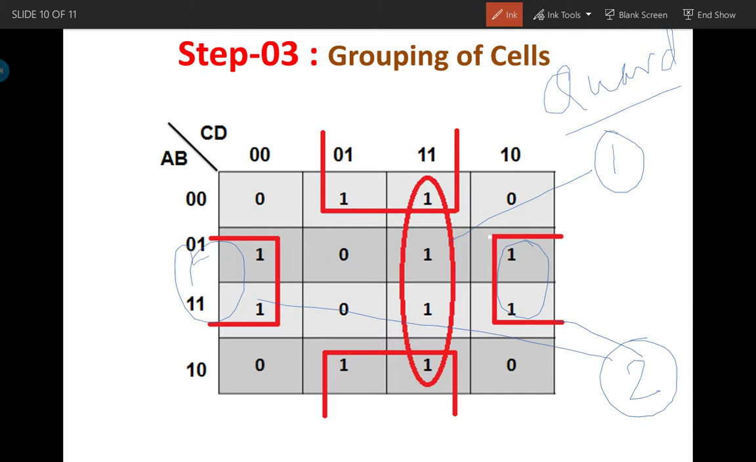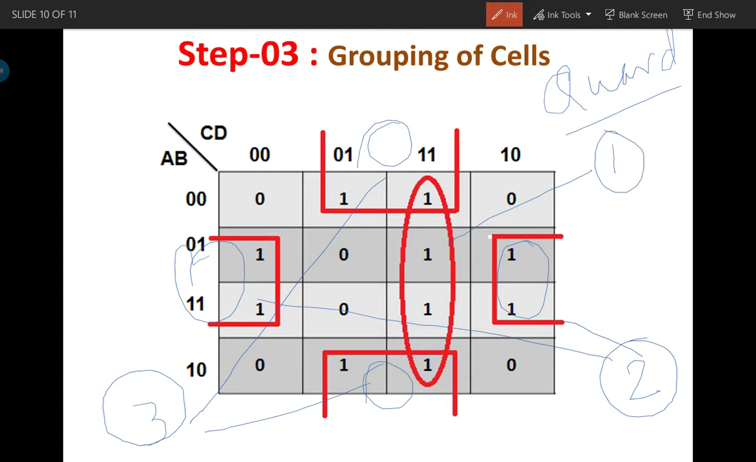So the rule says that if the ones are available on the extreme sides, they can be grouped in a single group, right? So one group can be formed from this. And now you will look at the upper and the lower extreme side. From that same rule, I can form a third group by considering the extreme top and the extreme bottom ones, right? So ultimately we form 3 groups, and all the groups are formed from the quad group, right?